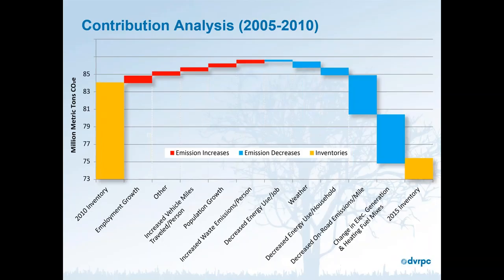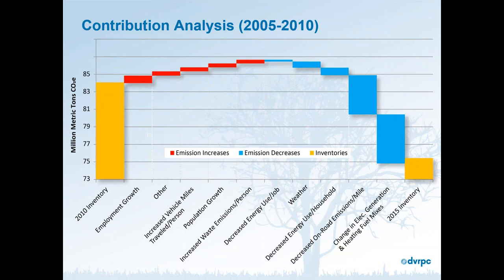So if you go to the next slide, you can see the outputs from ICLEI's contribution analysis tool. On the left side of this graphic, the orange bar shows the 2010 inventory at about 84 million metric tons, and on the right side, the 2015 inventory at just over 75 million metric tons. And this shows, as did Maia, the relative impacts of different factors on raising or lowering the region's emissions.